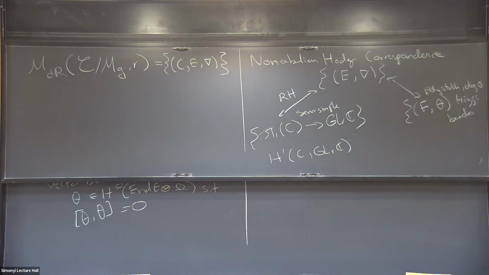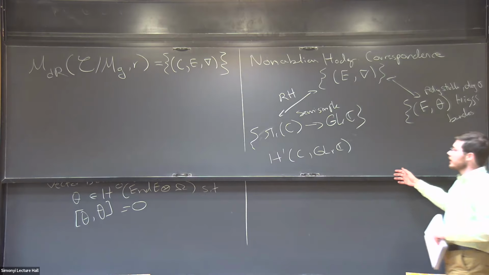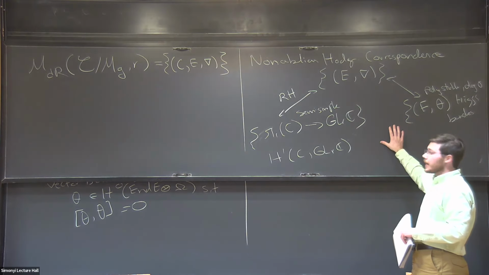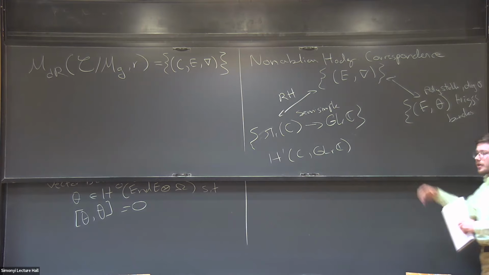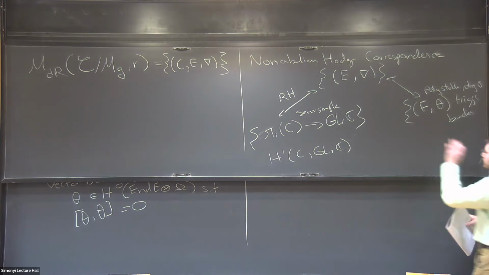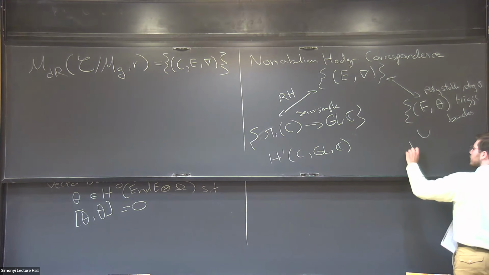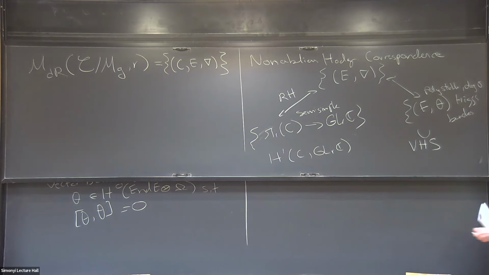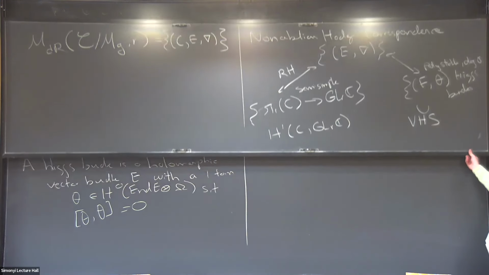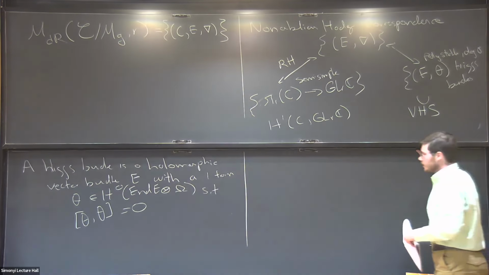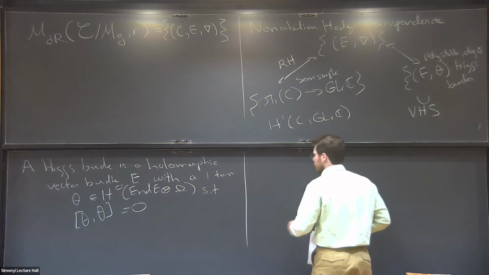Well, there's a very special class of flat vector bundles that we have. And these are the flat vector bundles that underlie a variation of Hodge structure. And so maybe the natural space to say that these live in is in this Higgs bundle world. Let me briefly tell you what a variation of Hodge structure is.